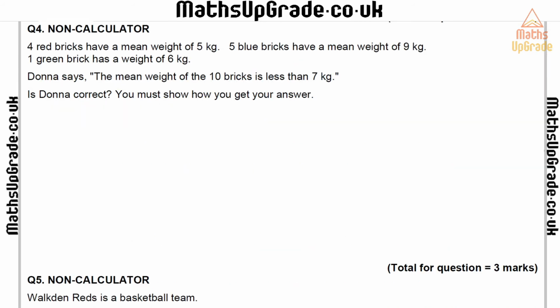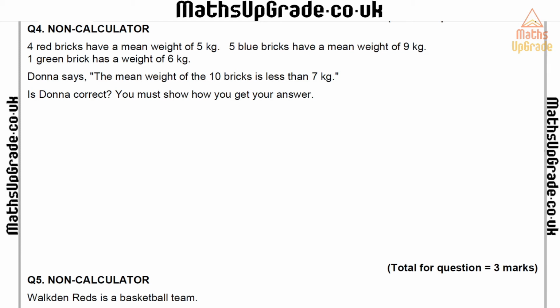Question 4. There's 4 red bricks that have a mean weight of 5, 5 blue bricks have a mean weight of 9, and 1 green brick has a weight of 6. So Donna says the mean weight of all 10 bricks is less than 7 kg. Is she correct? Show how you get your answer.